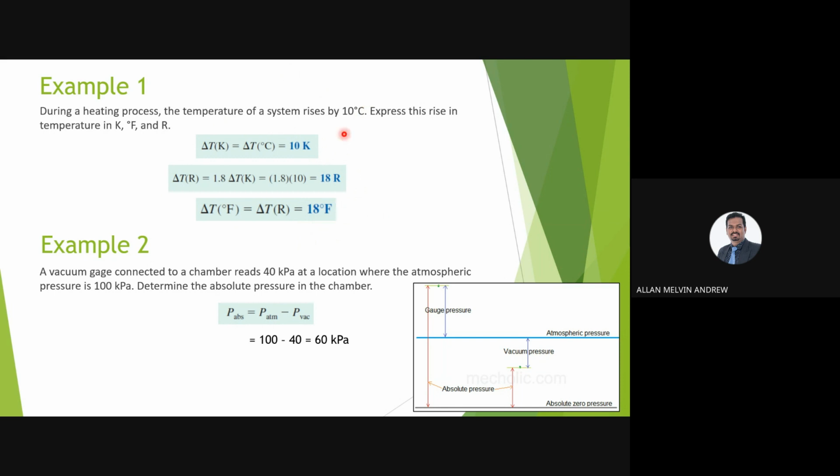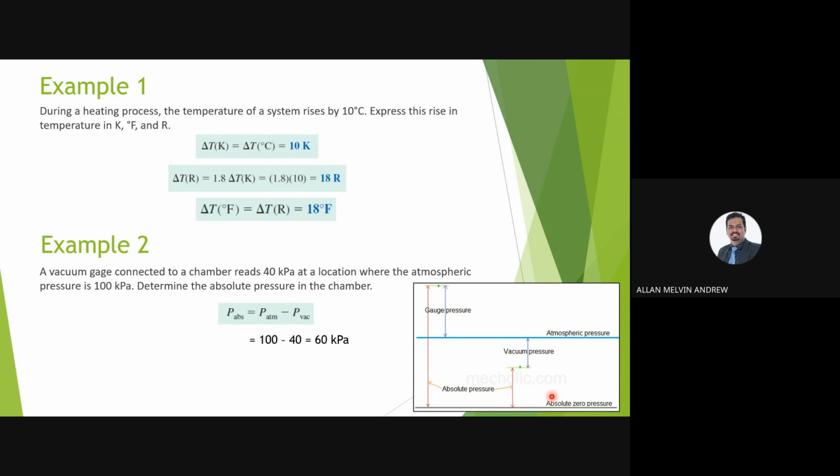Okay, then we move to example number two. A vacuum gauge connected to a chamber reads 40 kilopascal at a location where the atmospheric pressure is 100 kilopascal. Determine the absolute pressure in the chamber. Absolute pressure is the actual pressure that we can measure. Yesterday I already explained this.